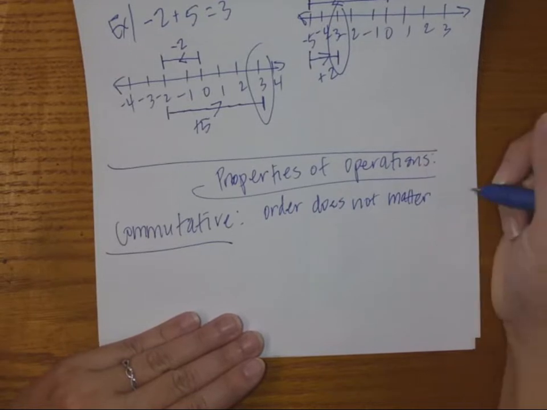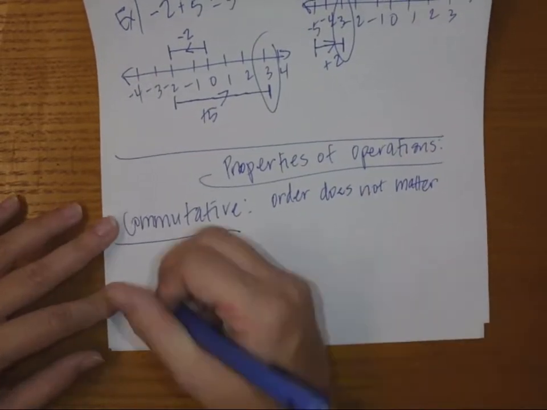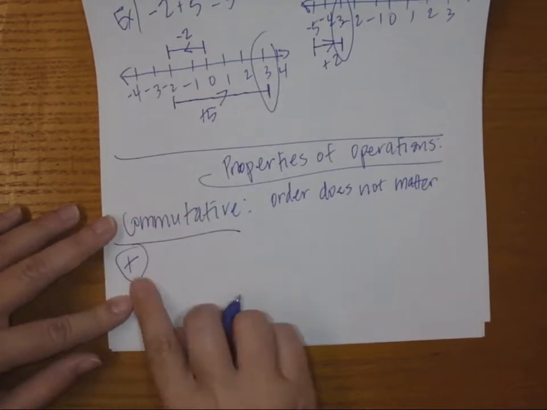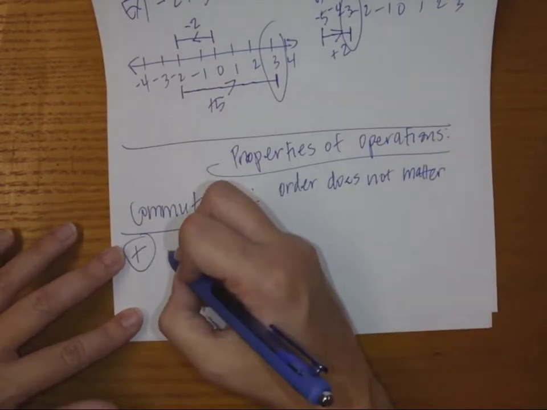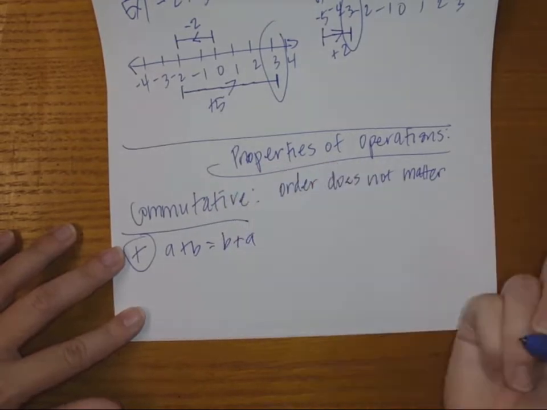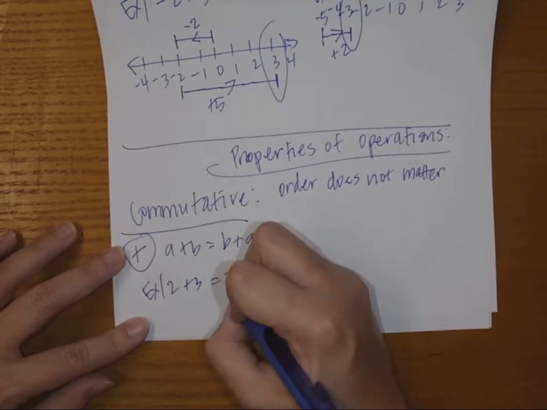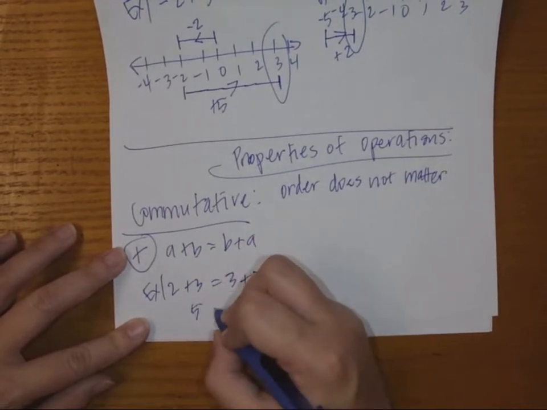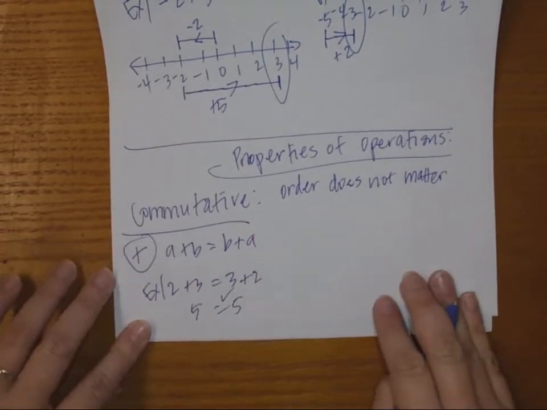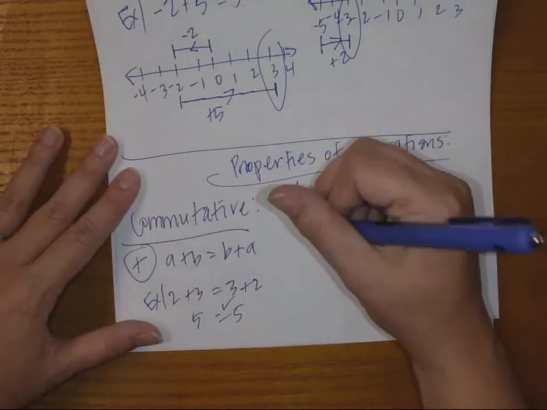Some operations have some of these properties, some operations don't. So for example, this property holds with addition because A plus B, is that the same thing as B plus A? We'll think about an example. 2 plus 3, is that the same thing as 3 plus 2? Yeah, they're both 5. So the commutative property holds for addition. It also holds for multiplication.